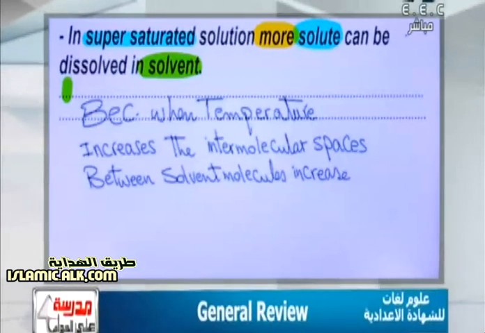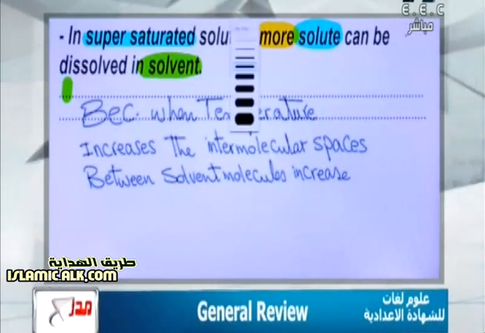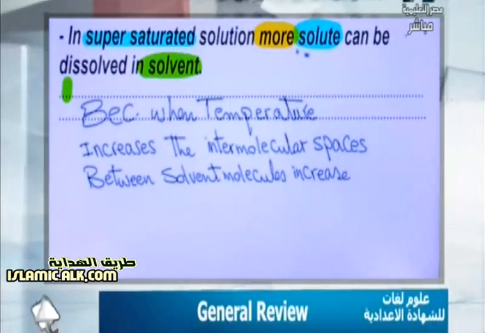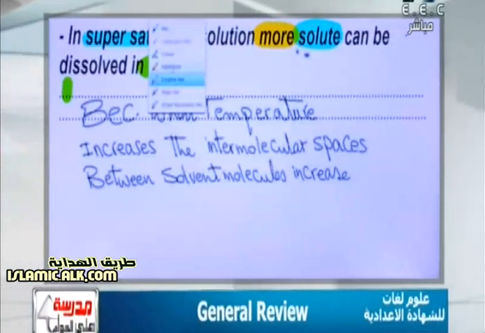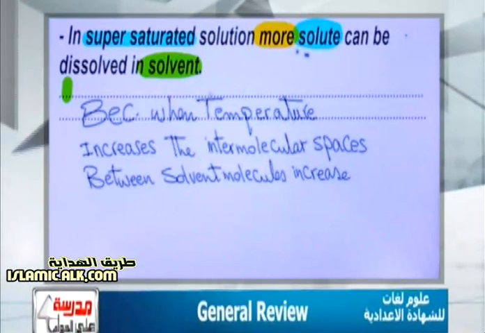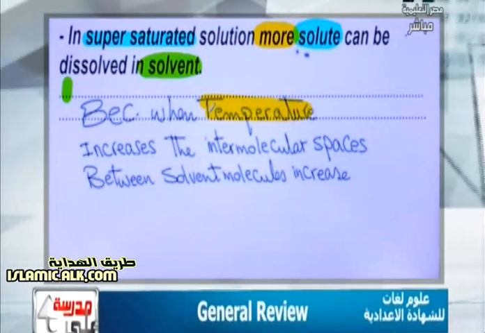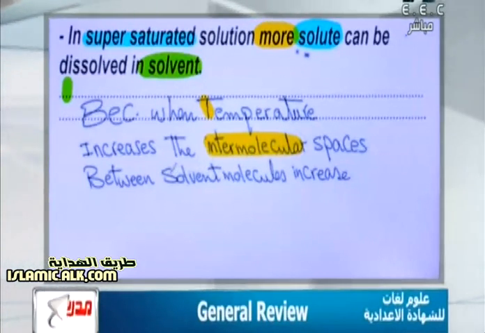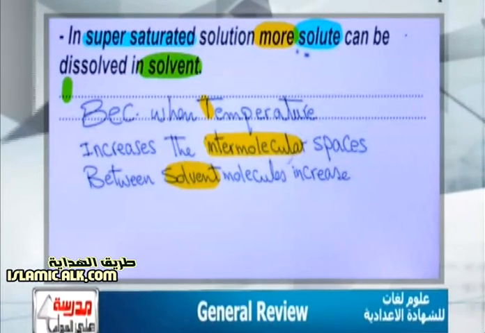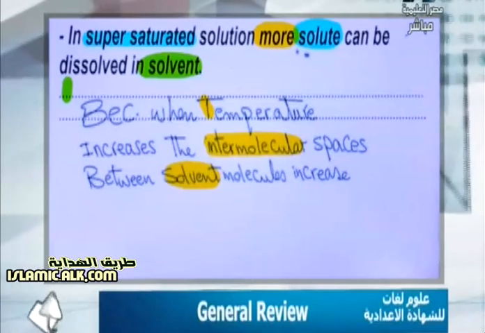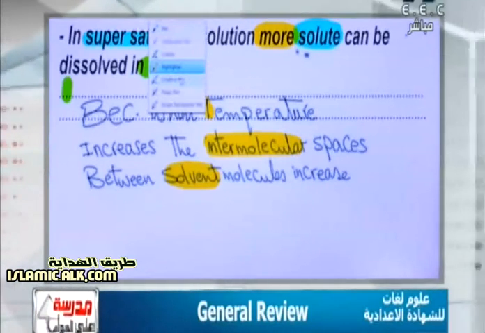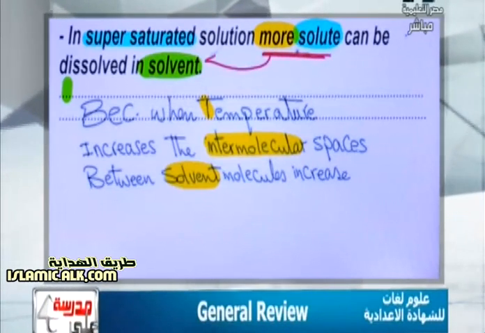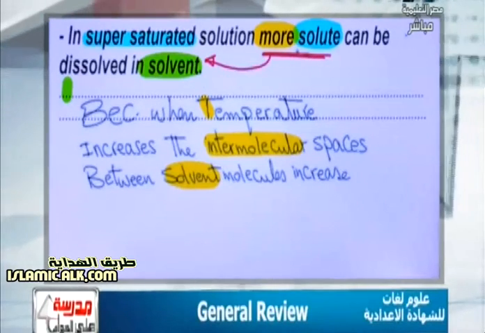So here we can know why more solute can be dissolved in solvent: by increasing temperature. I say because, because when temperature increases, we are talking about temperature. When temperature increases, the intermolecular spaces between solvent molecules increase. So here we answer that more solute can be dissolved in solvent, as we talk about supersaturated solution.